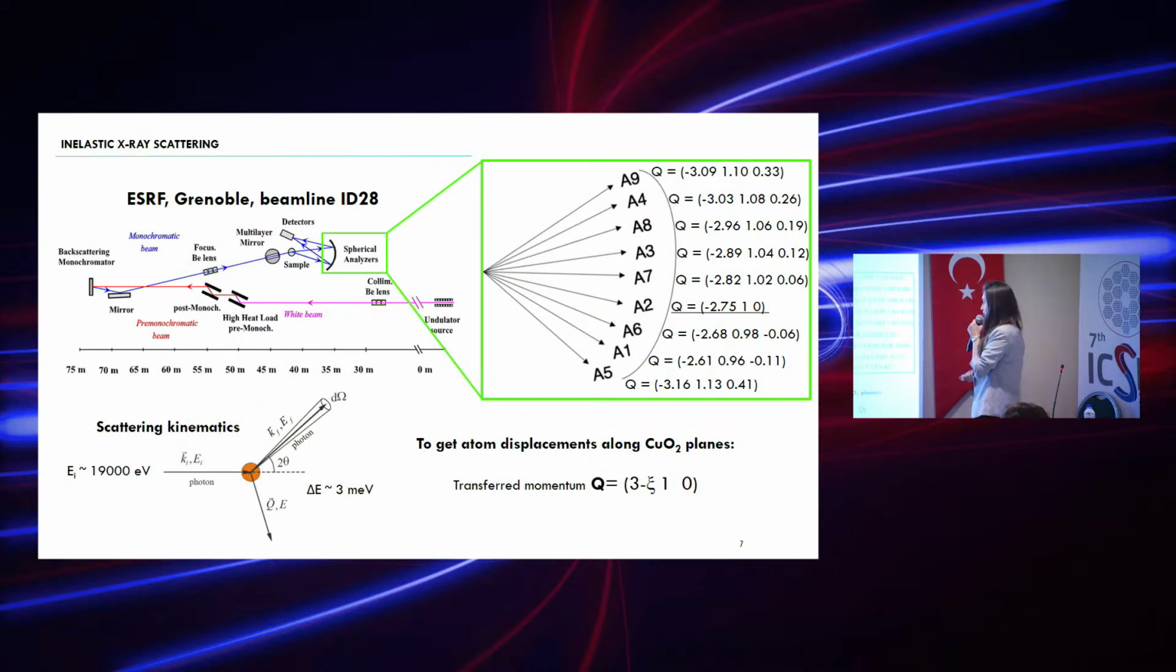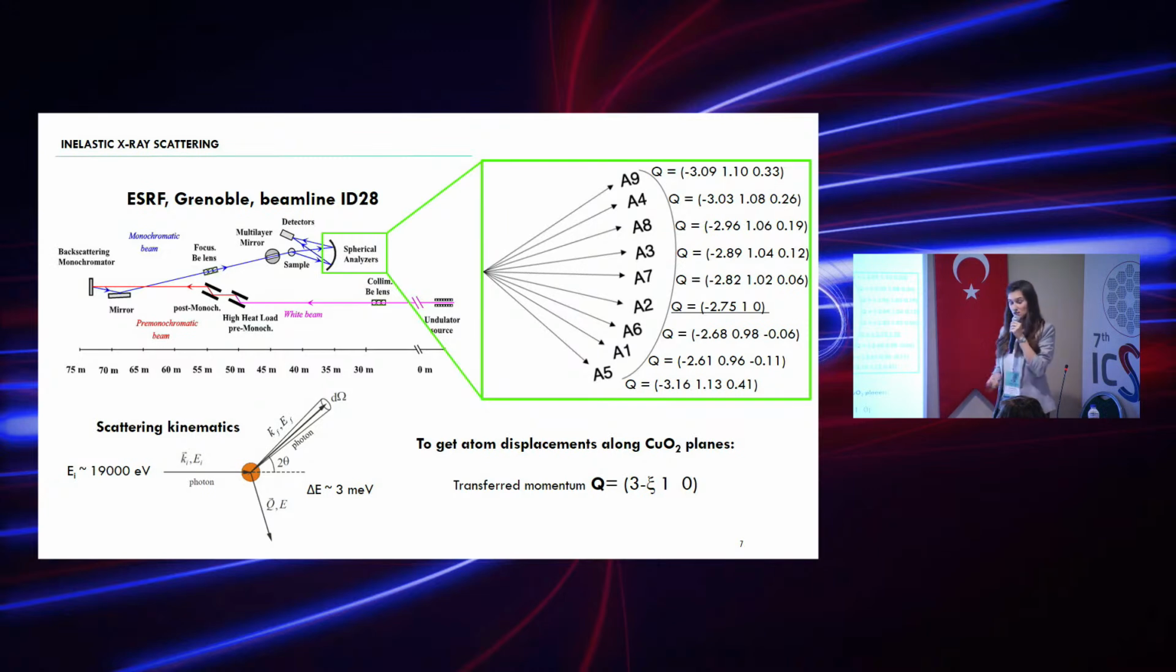And to do that, we went to ESRF, beamline ID28, and that's the schematic of this beamline. But what is the most important for us is the resolution that this beamline can give us. It's about 3 millielectronvolts, so we can really differentiate between different phonon modes. That's quite important for us, especially if we want to compare to the older data with lower resolution. And we explored phonon dispersion along copper-oxygen planes and copper-oxygen chains along this direction with transfer momentum as mentioned here.